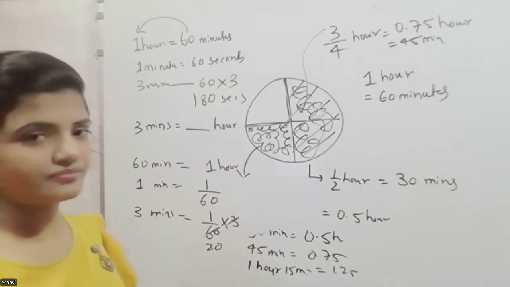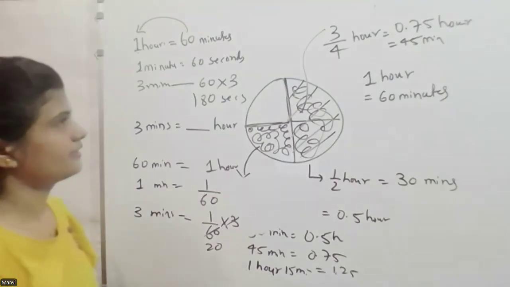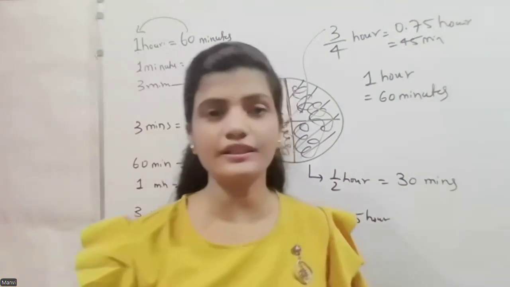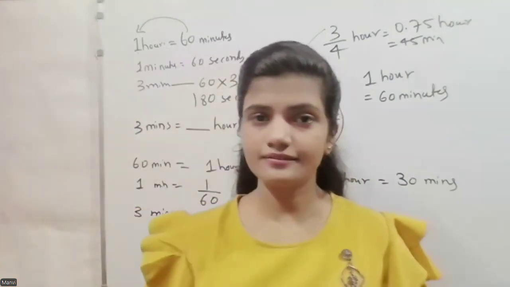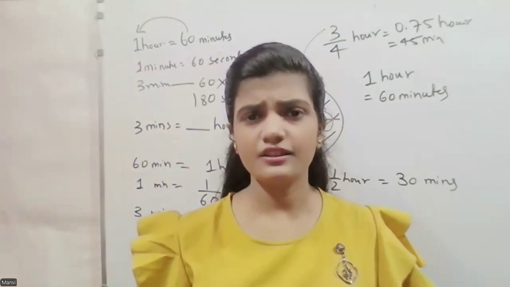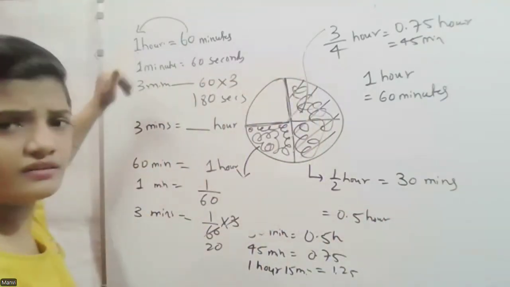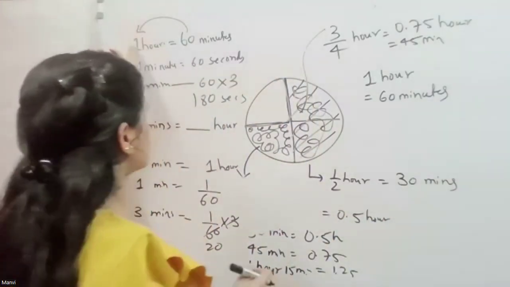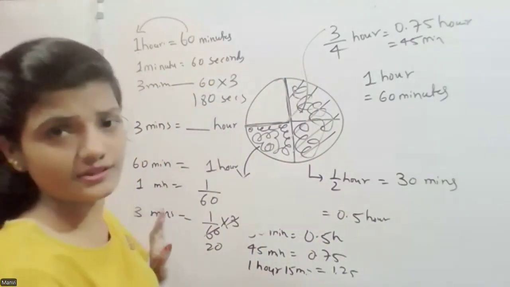Okay? So that's how we are converting one thing into another. That's easy, right? If you know this simple thing, then you can easily go from this side to that side and that side to this side as well.